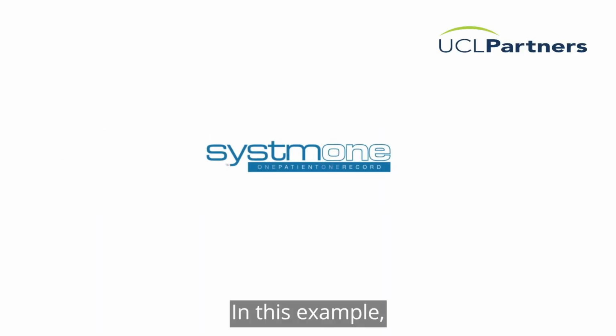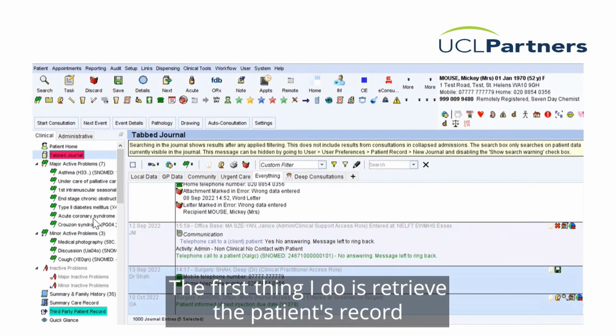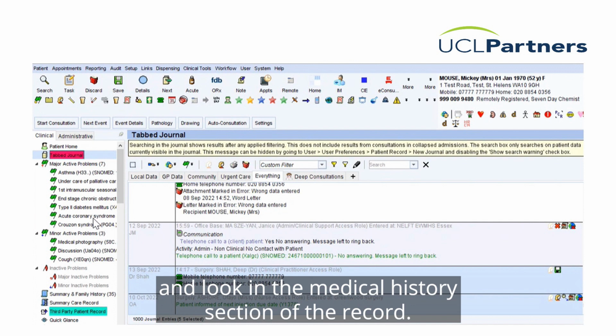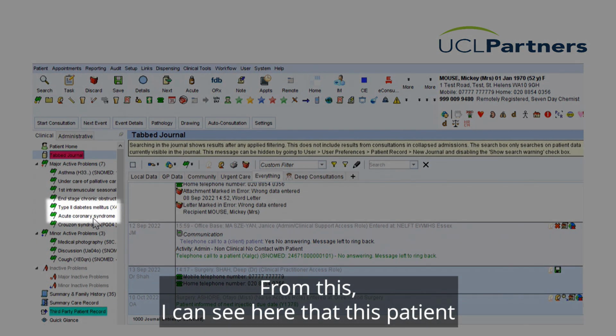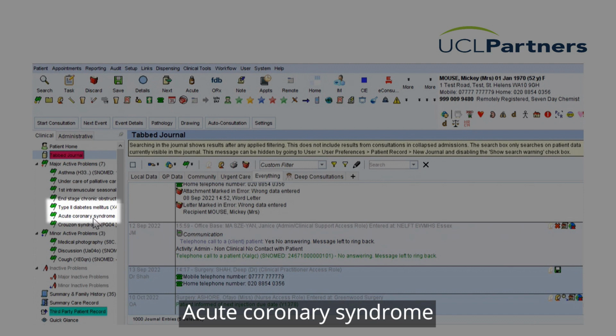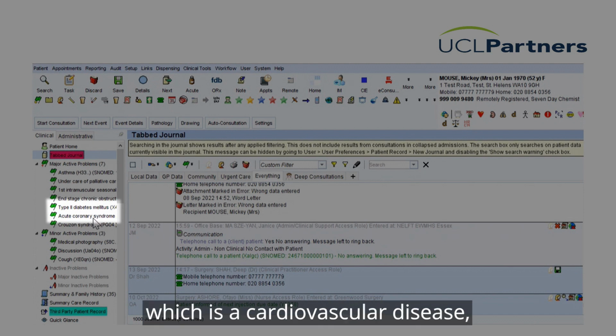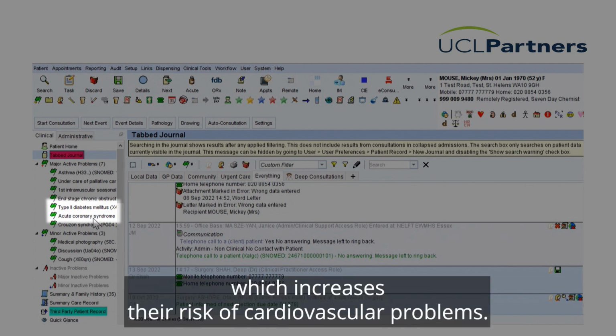In this example, I am reviewing the cardiovascular health status of a test patient using System 1. The first thing I do is retrieve the patient's record and look in the medical history section of the record. From this, I can see here that this patient has 2 conditions that will affect their cardiovascular health. Acute coronary syndrome, which is a cardiovascular disease, and type 2 diabetes, which increases their risk of cardiovascular problems.